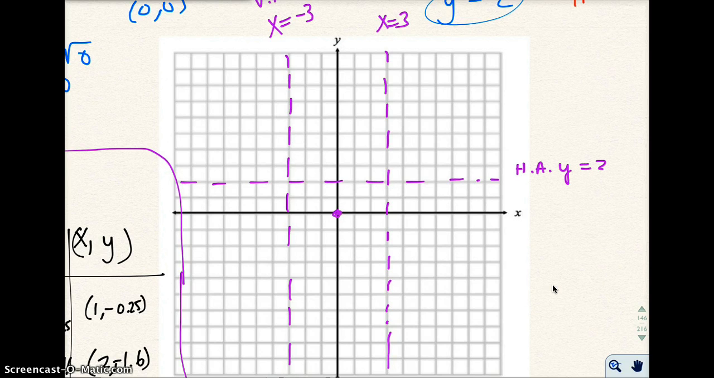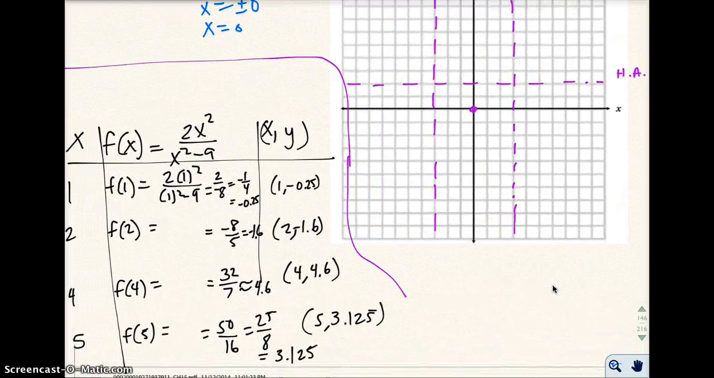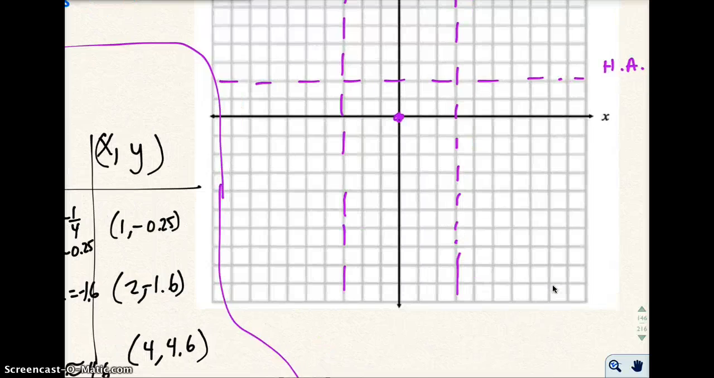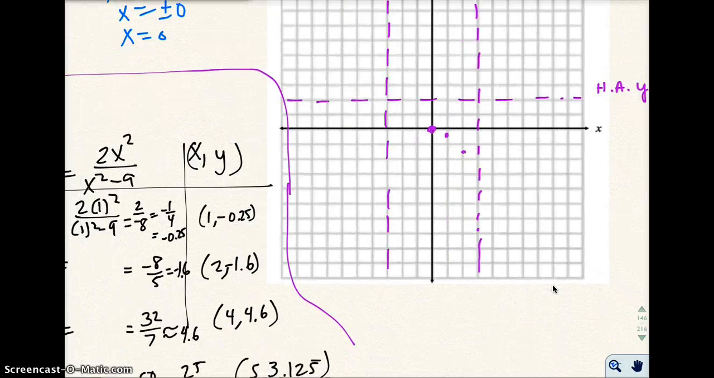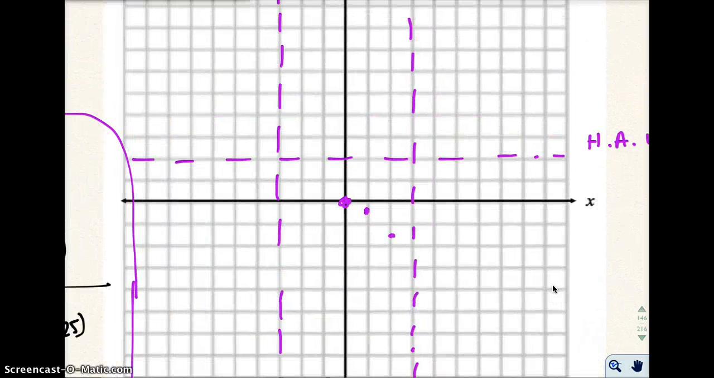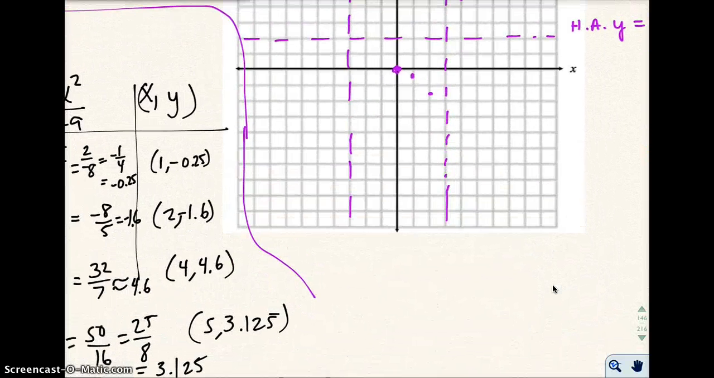Okay. And so I came up with points, and this time I did the positive values. So I did 1 and negative 0.25, which is about there. 2 and negative 1.6 right there. 4 and 4.6. 1, 2, 3, 4, 6. 5 and 3.125.